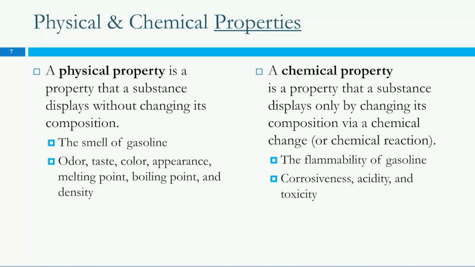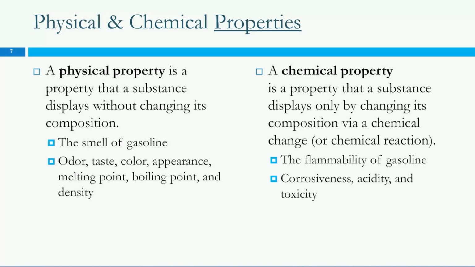It's the shape of the gasoline molecule. So odor as well. Odor, taste, color, appearance, and then things like melting point, boiling point, and density are all physical properties. And those are all things that we can measure or know about something passively without changing its chemical structure.